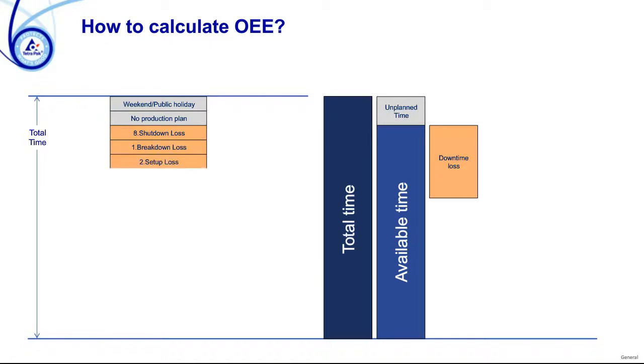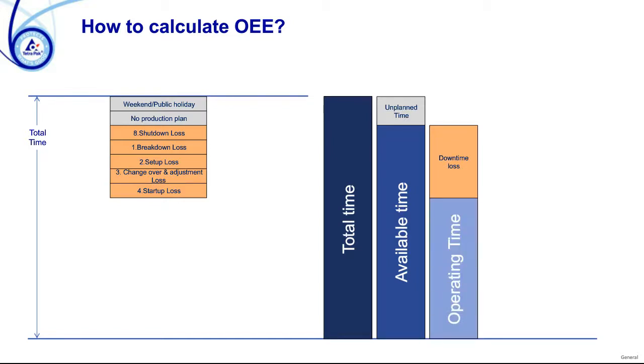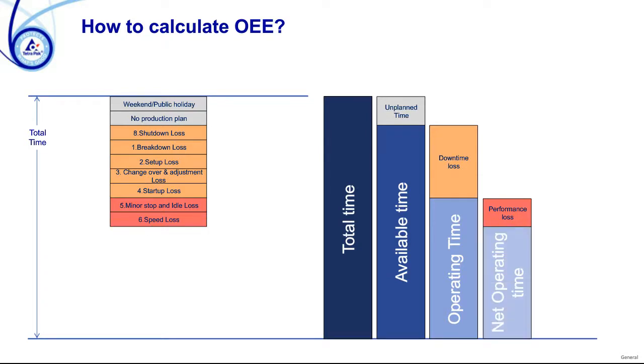Then we look at downtime losses, and these include things like shutdowns, breakdowns, setup losses, changeovers, and startup losses. When we deduct this from available time, we are left with what is called operating time. Then we start to look at the equipment, the performance of the equipment. And here we deduct minor stops and idle losses, as well as speed losses. Then we are left with net operating time. And this is the time where the line is actually producing packages.